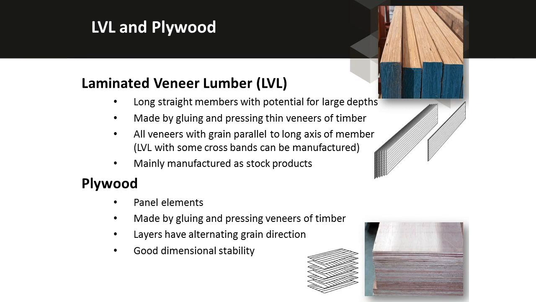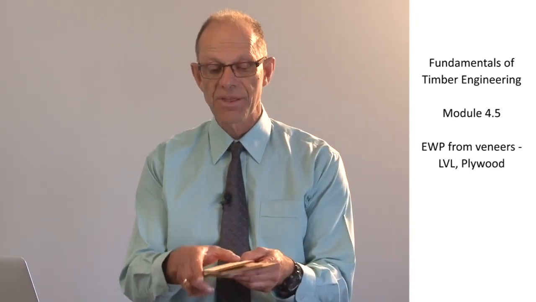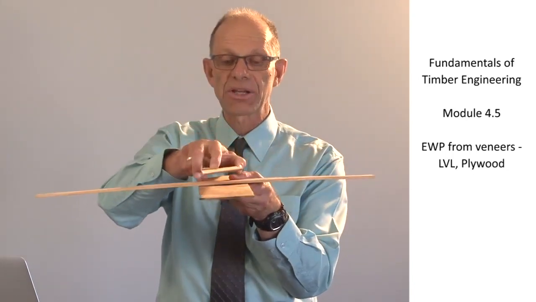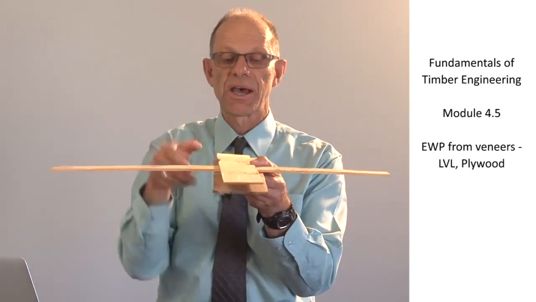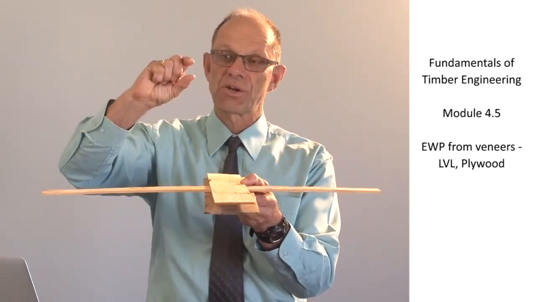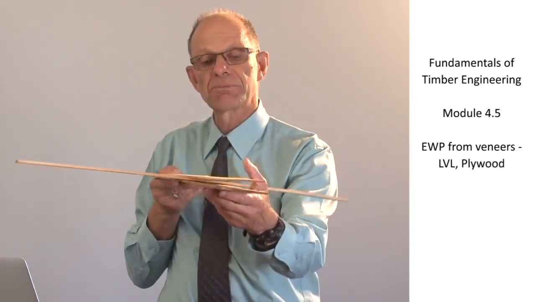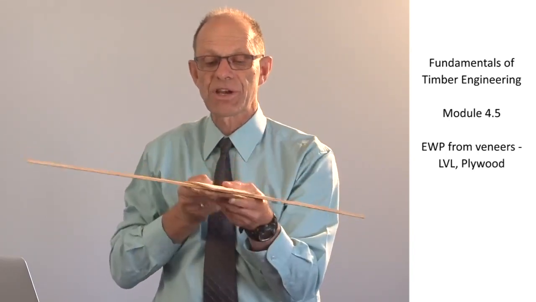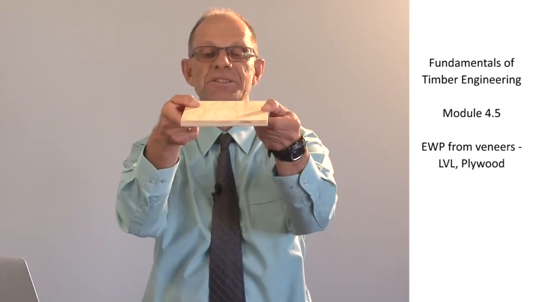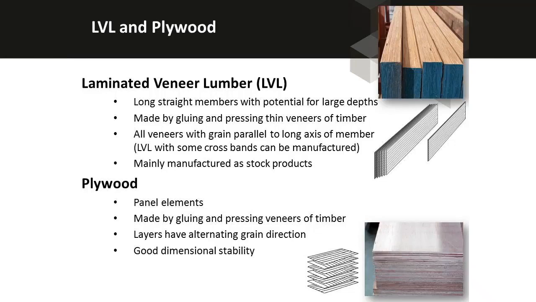Plywood, however, is also made from thin veneers of timber, but these thin veneers are laid up in alternating directions. And that gives a plate element that's generally quite thin, but can carry loads in both directions. So it's got strength in both directions, and it's made into plate elements typical of this one here.